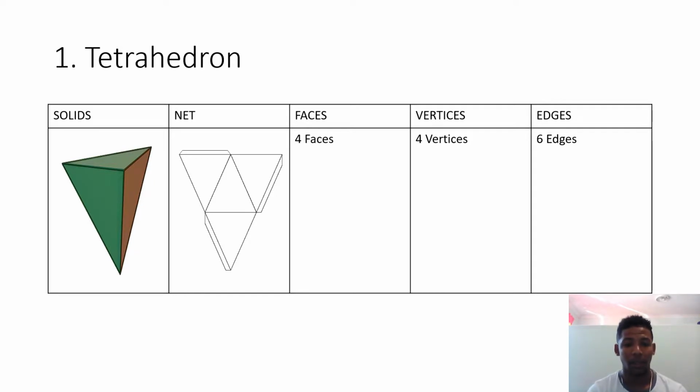As we can see by the tetrahedron, we have four faces, as we can count 1, 2, 3, 4. Four vertices, as we can also count, 1, 2, 3, 4. And 6 edges. There's 1, 2, 3, 4, 5, 6.